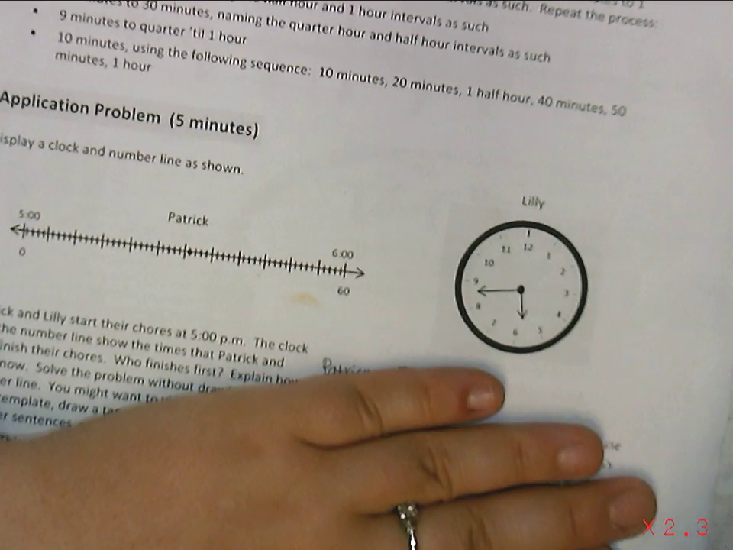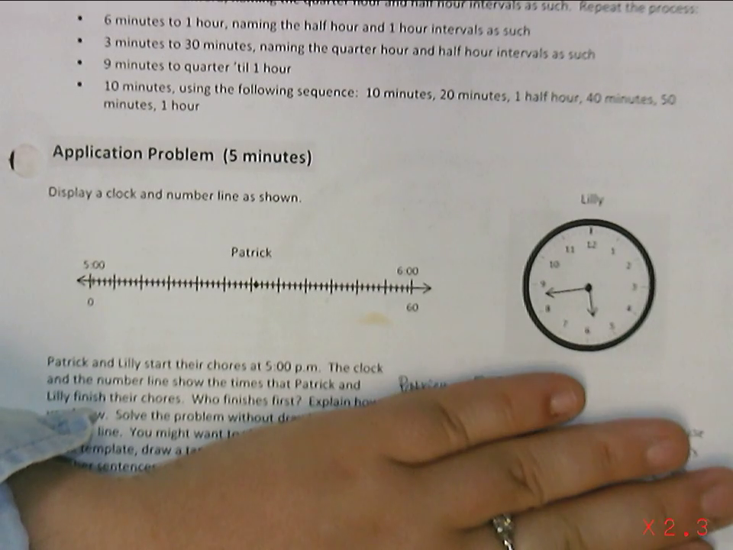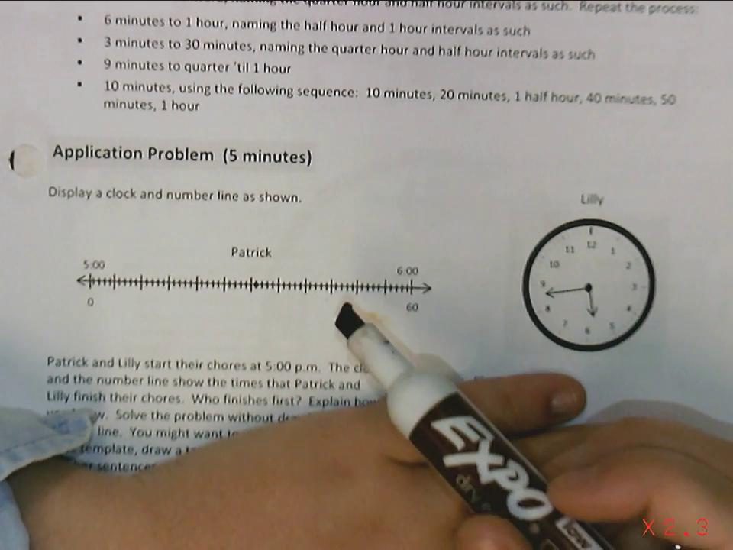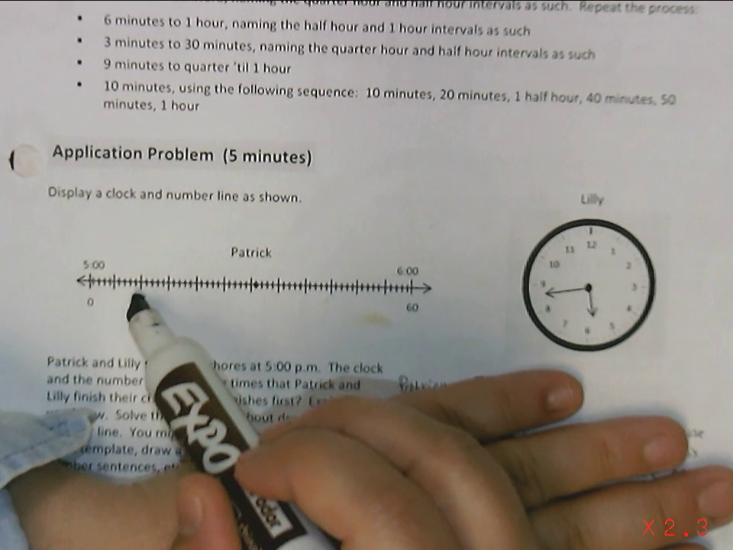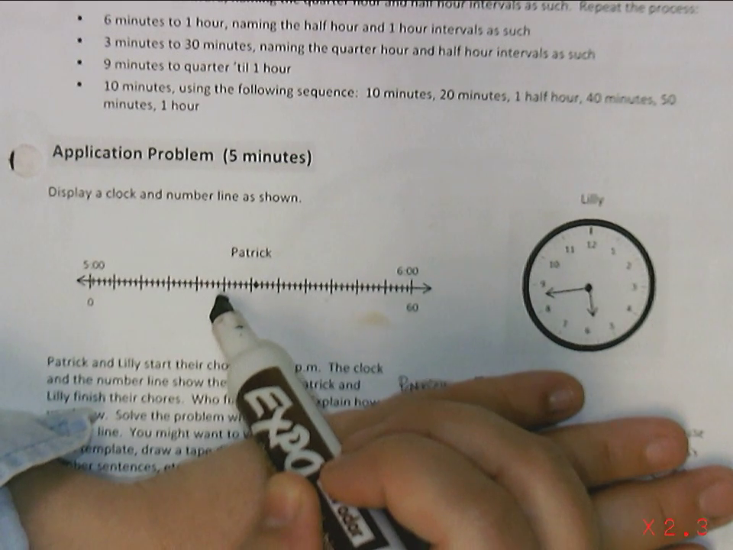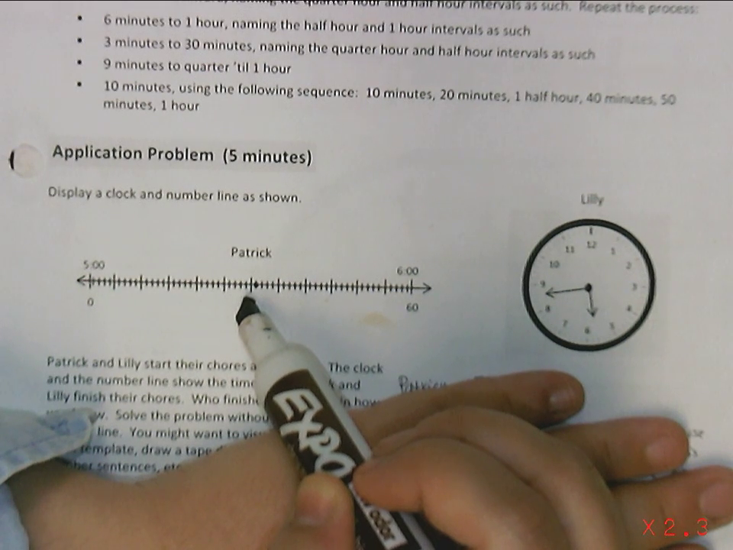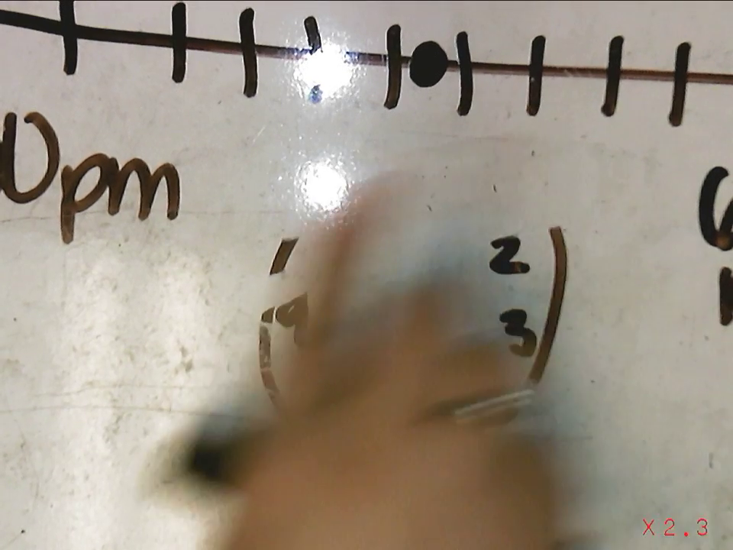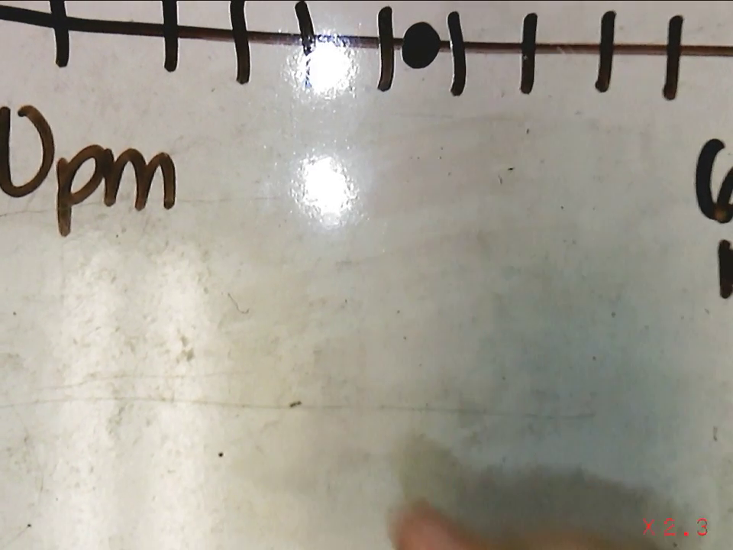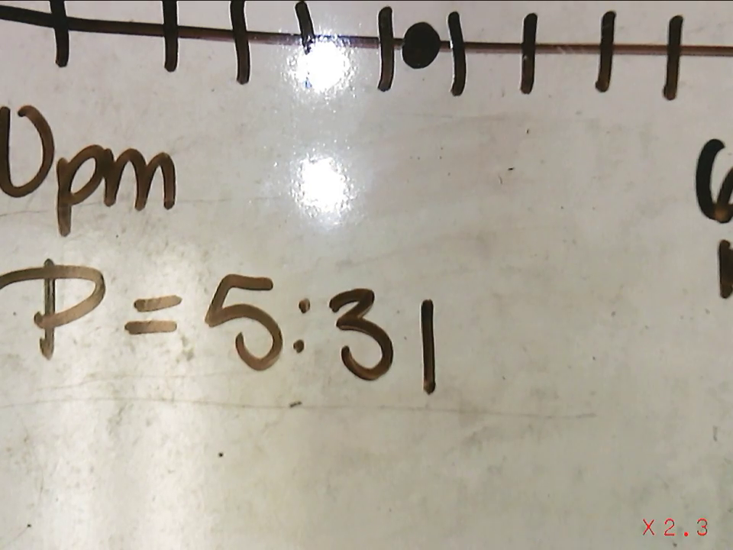So if you look here, Patrick finishes right here. We can find that time by counting by fives on the big line. So that's 5, 10, 15, 20, 25, 30. Now we're going to skip count by ones. So 31. Okay, so Patrick is at 5:31. Let's write this down. So I'm going to put a P, finishes at 5:31.